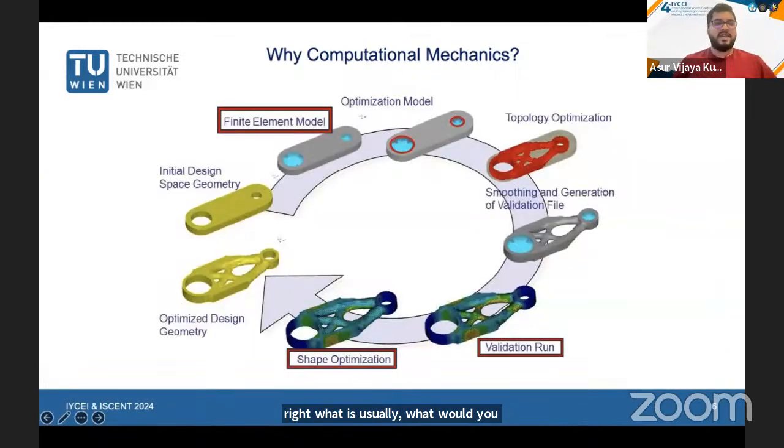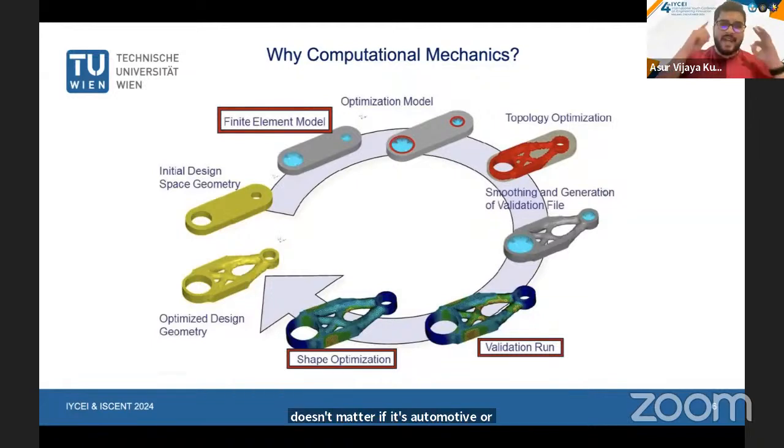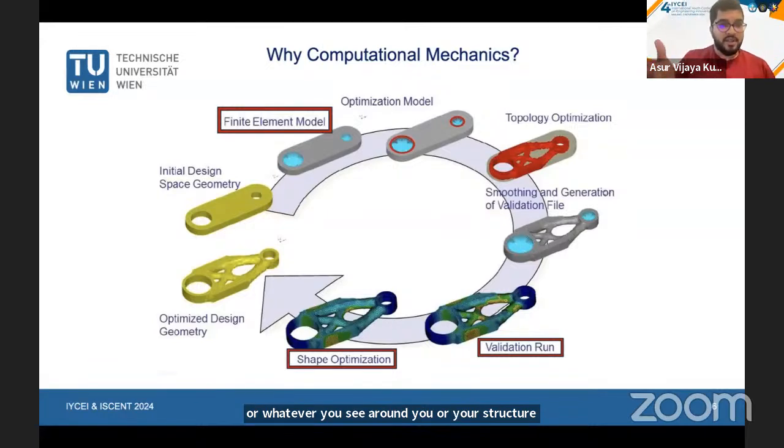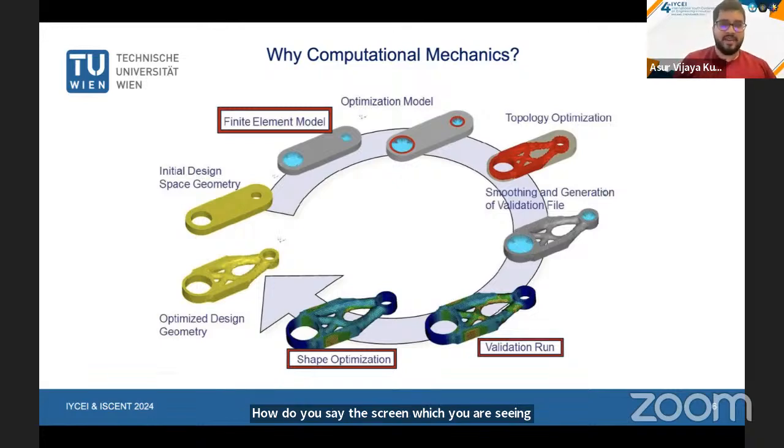So what we say is, okay, this is again in the context of topology optimization. So what we would like to do, if we want to create such structures, doesn't matter if it's automotive or even a coffee cup or your glasses or whatever you see around you, the classroom you're sitting in, the computer you're working on, or the screen which you are seeing, everything again has to be designed by somebody, right?